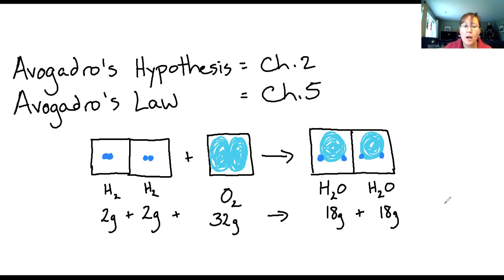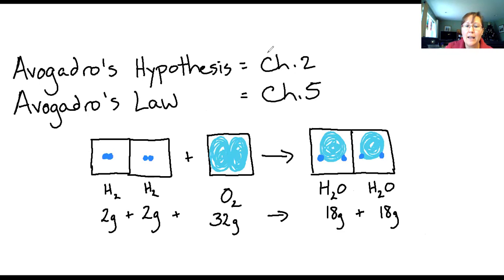Now, what we find here is that we have 1, 2, 3 molecules of gas on our reactant side and 1, 2 molecules of gas on our product side. We have 3 molecules making 2 molecules. But the masses don't change. We have 36 grams equals 36 grams. Then we have 3 molecules make 2 molecules, and so we've gone from 3 to 2. Well, what that means is that this is taking up 3 units of volume and this is taking up 2 units of volume. And that's another ratio that we're going to be using.